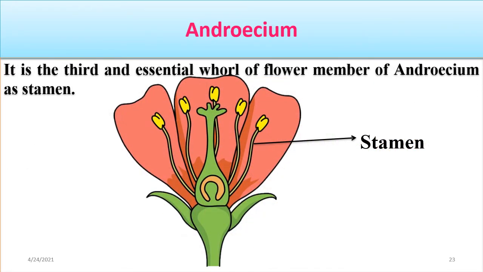Androecium is the third whorl of the flower. You can see here this one, and we will be focusing on this part now.